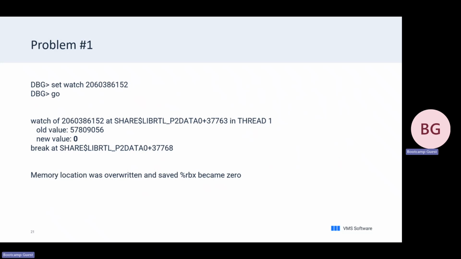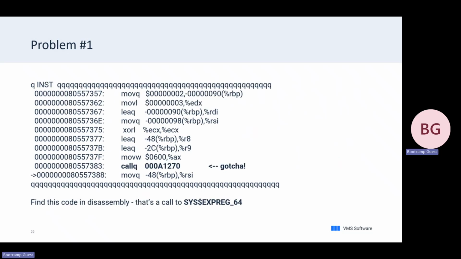That was supposed to be saved until the function finished and popped back into RBX. And we see where it occurred. It's some call. Looking at all the instructions before and after, we can find the place in disassembly, because again we can see the function name here. So we go to disassembly and we see that this is the call of SYS$EXPREG64.